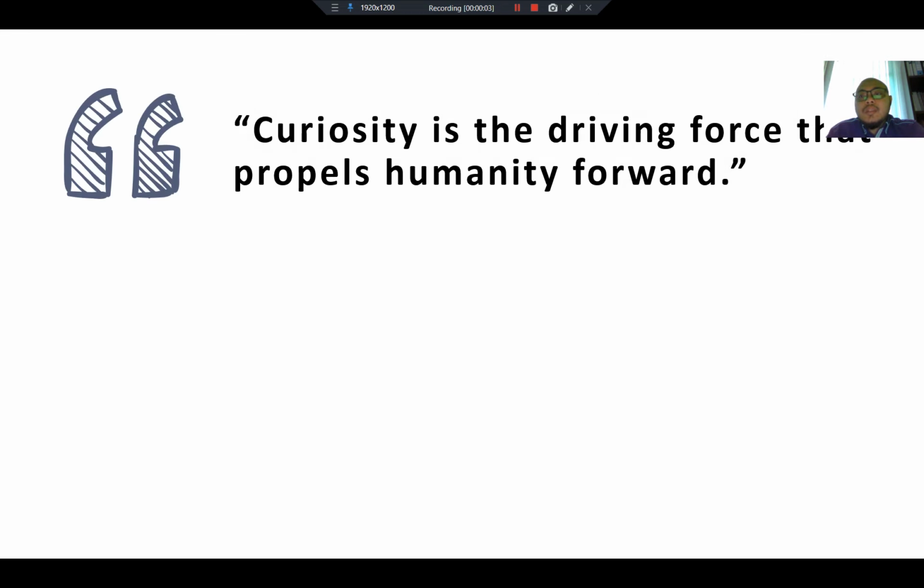Okay, here are some quotes. I should close that one first. Okay, curiosity is the driving force that propels humanity forward. So in separation, in chemistry, we also need a driving force, which is the separation force. In our lives, we need a driving force too. Curiosity is one of the things that actually moves us forward. Same goes for science. Curiosity is one of the driving forces for science.